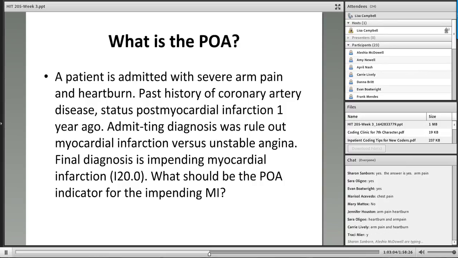So you guys know that disease process class that you have to take? This is one of the reasons why you have to take it. So this answer is yes.